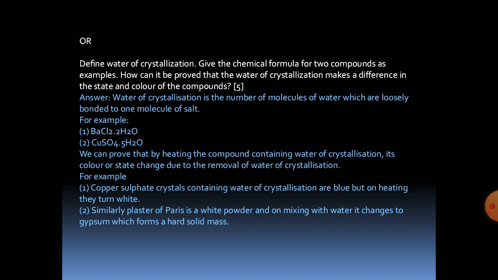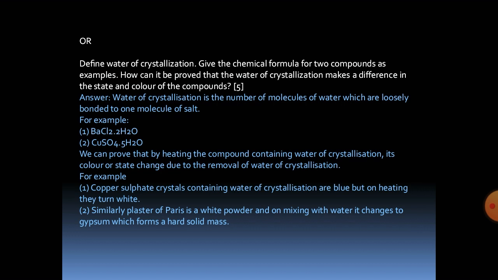Or you can go for a choice question, which is: define water of crystallization. Give the chemical formula for two compounds as examples. How can it be proved that the water of crystallization makes a difference in the state and the color of the compounds? So water of crystallization is the number of molecules of water which are loosely bound to one molecule of salt.